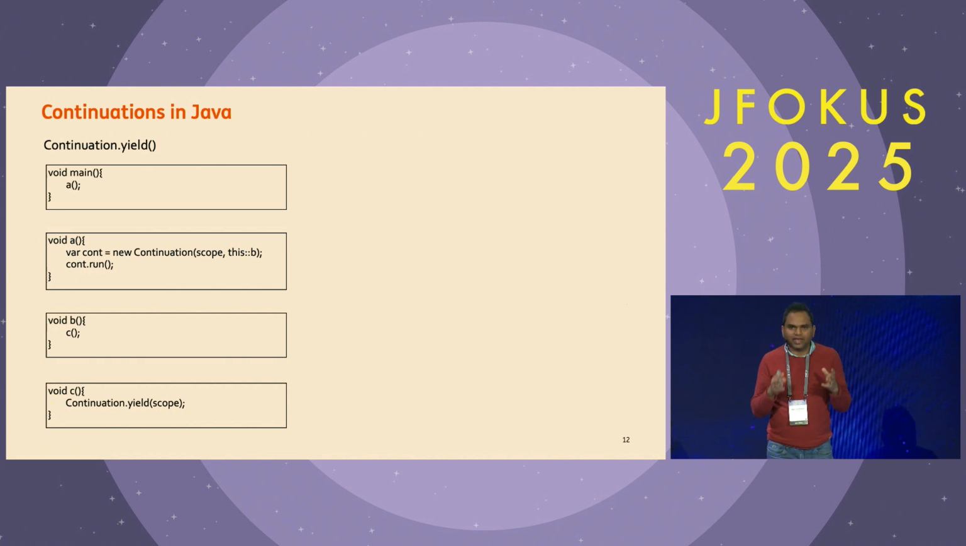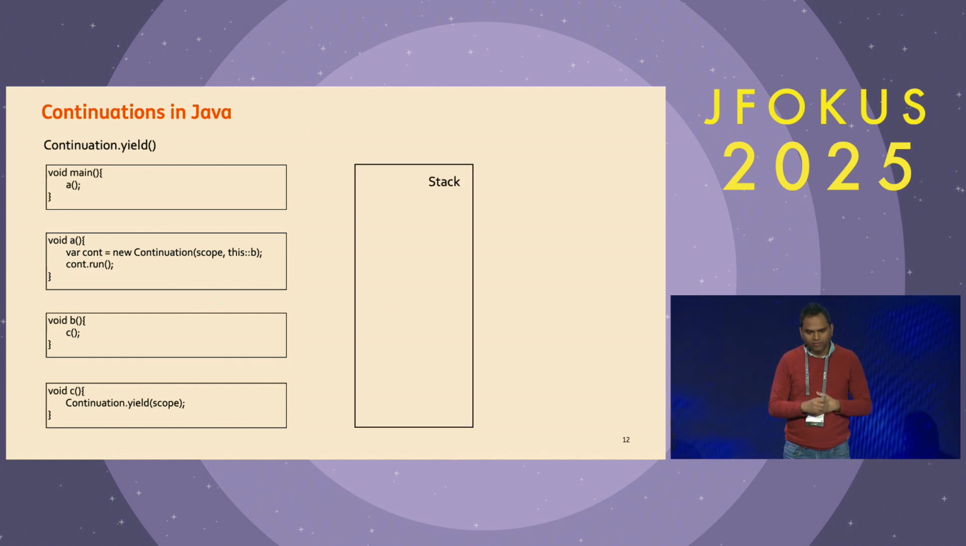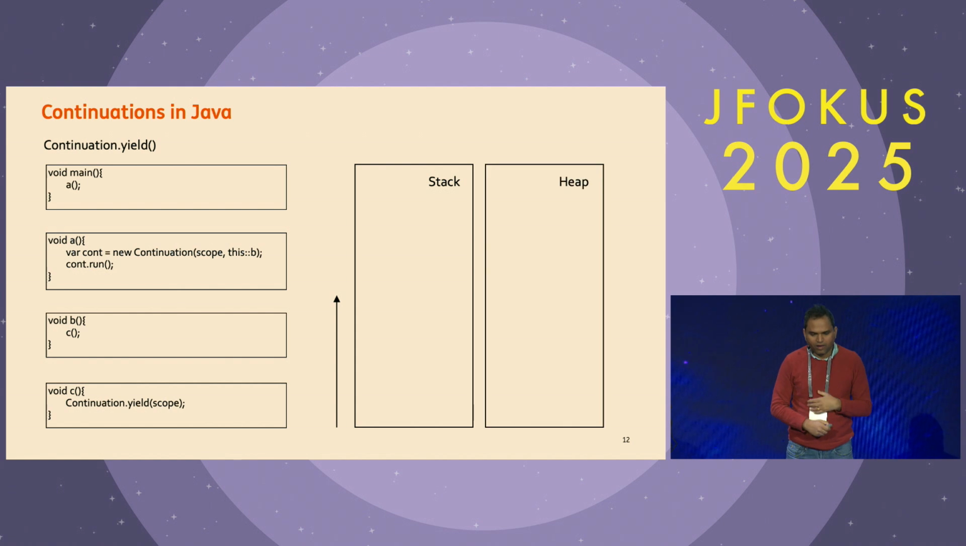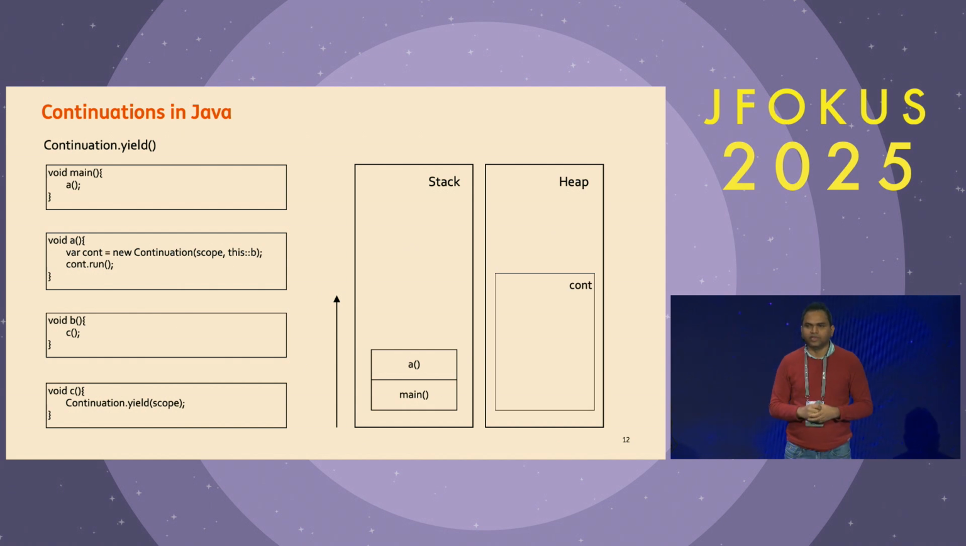Now, this is happening actually mainly with the manipulation of the call stack. So let's look at the stack memory. In this case, this memory is getting filled from bottom to top. And we have heap memory, so we also explore what happens there. So when we call main, we get a new stack frame on the stack for main. And main calls method A. And method A actually creates a new continuation object, which we see on the heap.